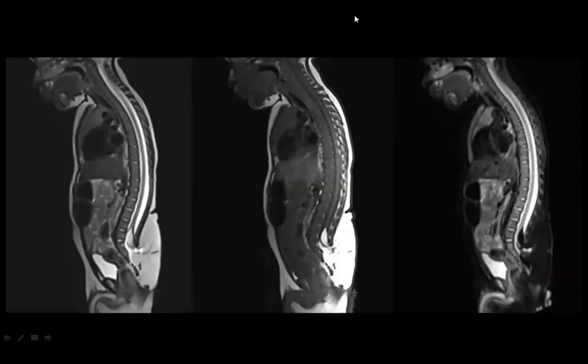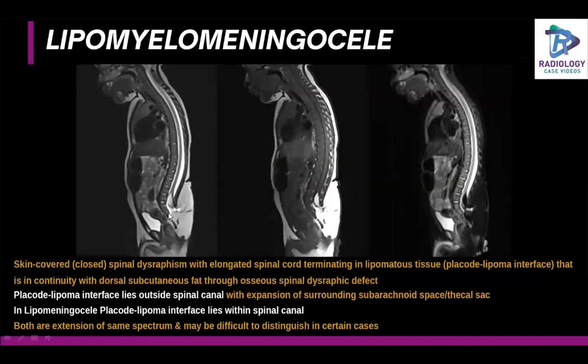A case of a child who presented with a mass in the lower back dorsal area, and you can see here that there is a spinal dysraphism. The placode is outside the spinal canal, the placode interface is merging into a fatty tissue mass on the dorsal aspect. You can see that this is a fatty tissue mass, and on fat suppression images, it is completely suppressed.